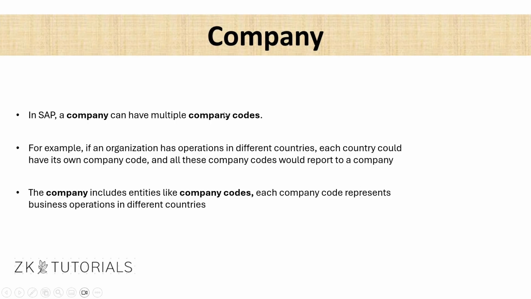The next configuration we need to do is company creation. In SAP, a company can have multiple company codes. For example, if an organization has operations in different countries, each country could have its own company code and all these company codes would report to a company. The company includes entities like company codes. Each company code represents business operations in different countries.